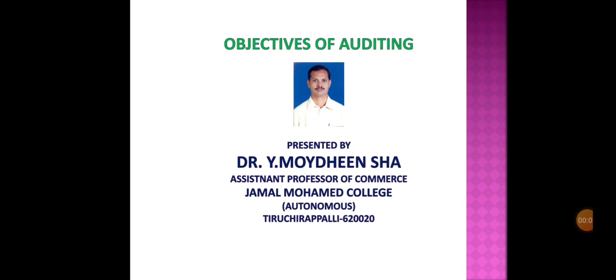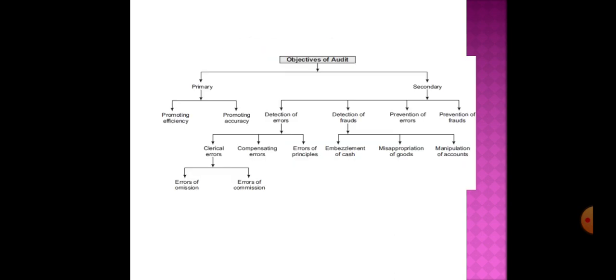Hello, good evening. Now we are going to discuss the objectives of auditing. Auditors are basically concerned with verifying whether the accounts exhibit a true and fair view of the business. The objectives of auditing depend upon the purpose of his appointment. It consists of primary objectives and secondary objectives.